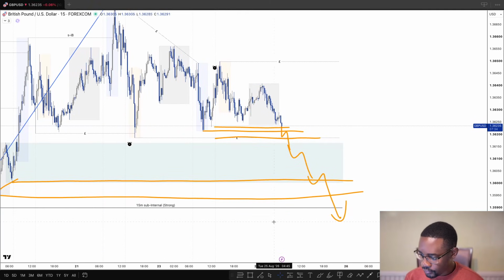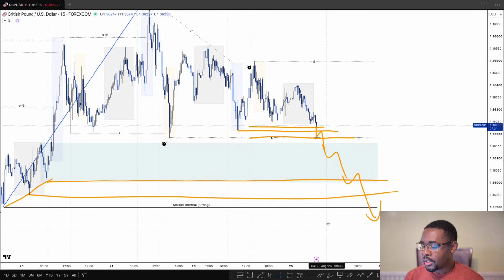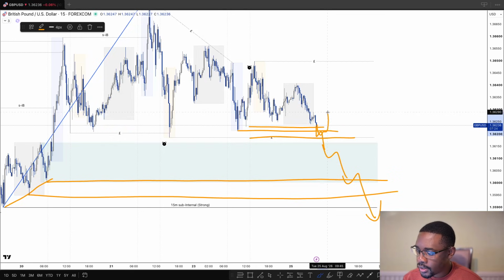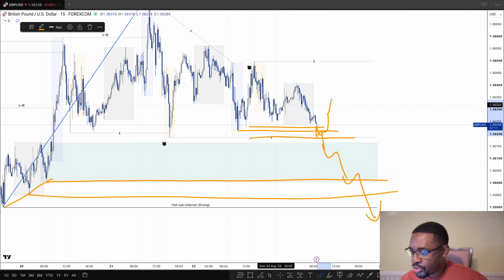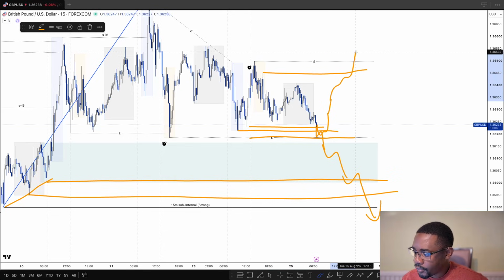Okay, so that's a possibility. It's also likely that price could still maybe take this out and then push a bit higher. Now where to? I don't see much structure to work with. Ideally I would want to see price sweep any of these highs, and then if that happens, then definitely we'll be looking for shorts.